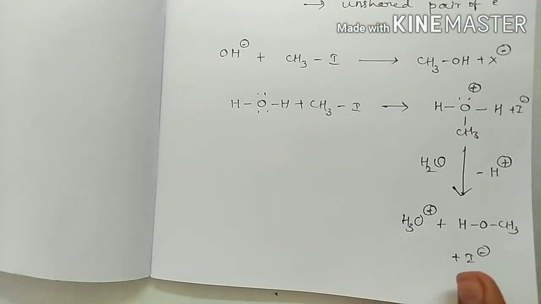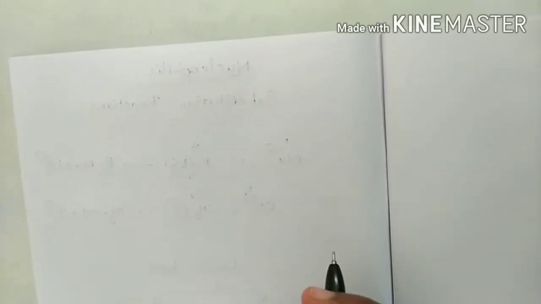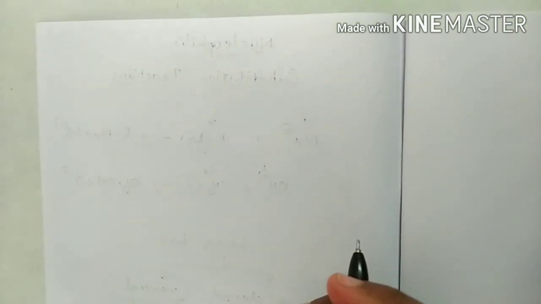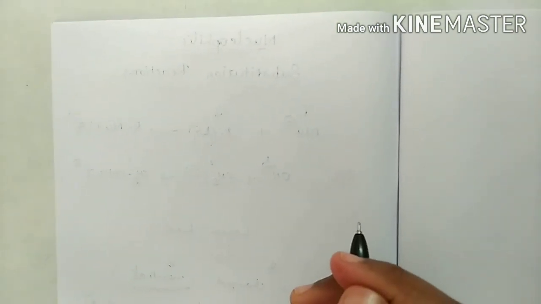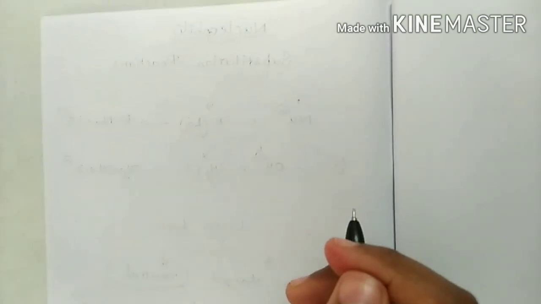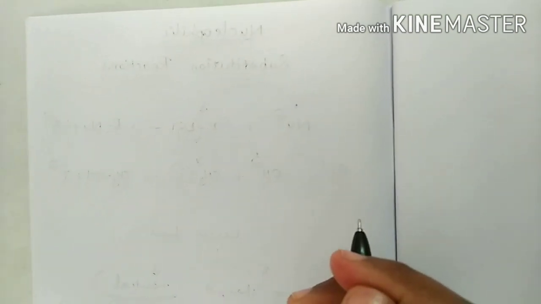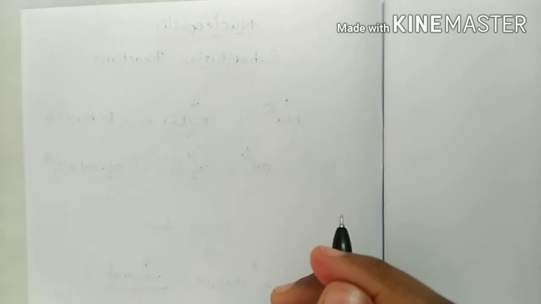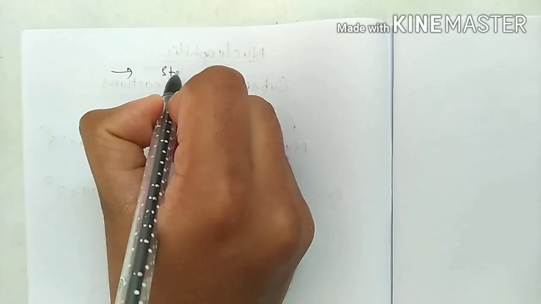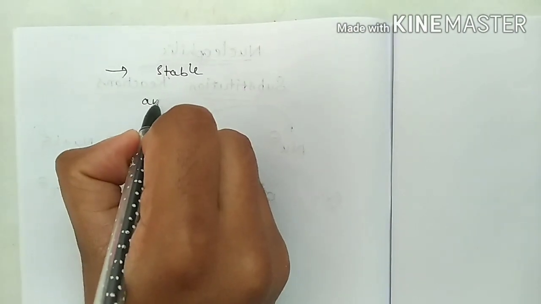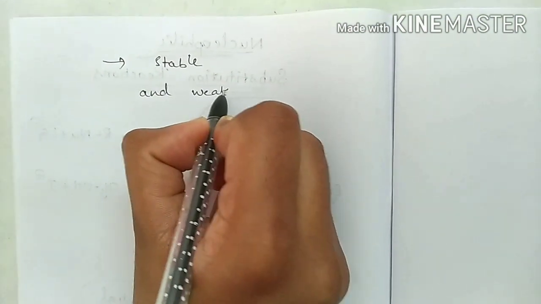So this is important. And let us understand what a leaving group is. A leaving group is the one which is relatively stable and weakly basic after it leaves the substrate. So a leaving group is said to be a good leaving group if after it leaves the substrate it is relatively stable and weakly basic.